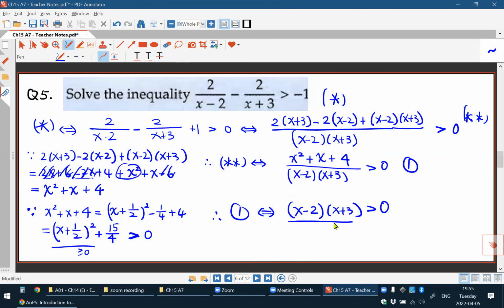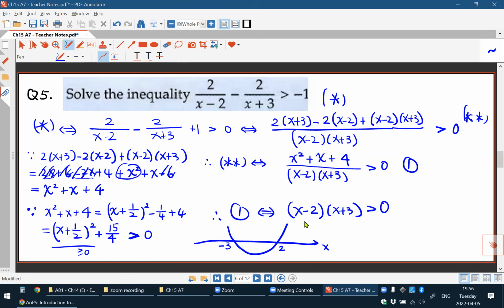The left side is a quadratic function. The leading coefficient is 1, so the leading coefficient is positive. So we can sketch the graph on the left side. This is the x-axis. The leading coefficient is positive, so it opens up, and the two zeros are -3 and 2. So the left side is a quadratic function that has a shape like this. -3 is here and 2 is here. Can you follow me?